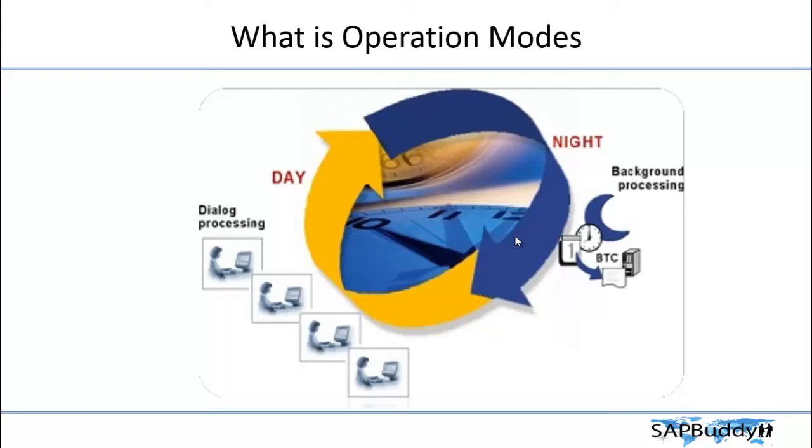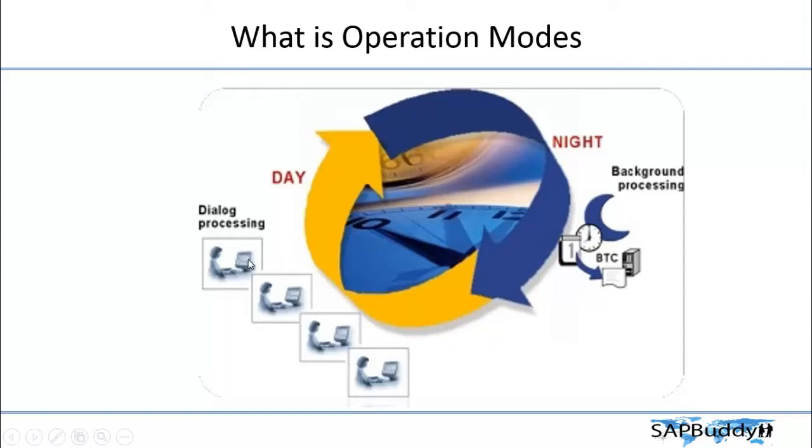In general, in the daytime you will have more dialog work process and fewer background work process. These background work processes may not be enough in the night time because you may be executing a larger number of jobs. In that case, you have quite a lot of resources available in the dialog work process which are not used in the night time. In our SAP system, we can use the resources available for the dialog work process to execute some of the background jobs.